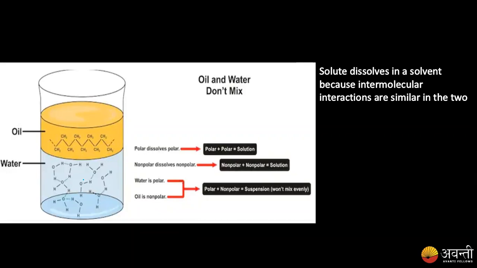Clear? Now, if they are not soluble and are forming two layers, which layer will be on top and which on the bottom? That depends on the density of the substance. So the higher density substance will form the bottom layer, and the low density substance will form the top layer.